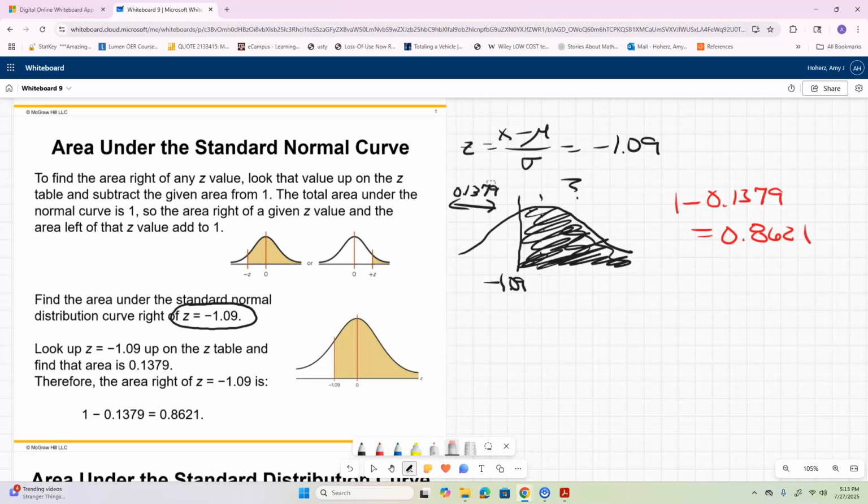Let's do it with percentages because I think it sits with people's brains a little bit better. So what we just said, we looked up on the chart, and the chart told us that over here was 13.79% of the data. So we subtracted that from 1, and we found that over here there is 86.21% of the data. And that's what we wanted. So 0.8621 or 86.21%.